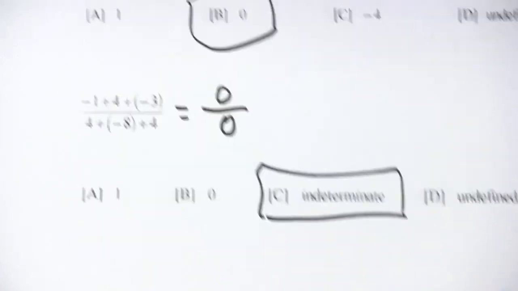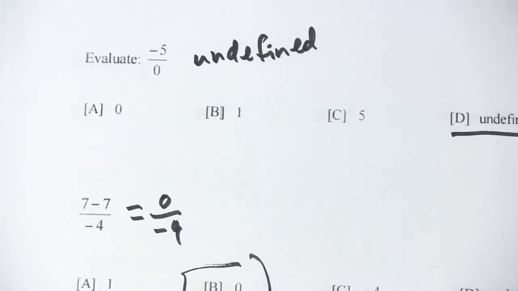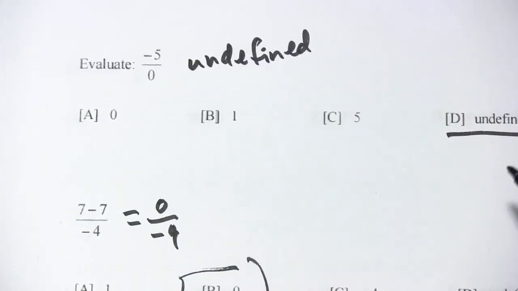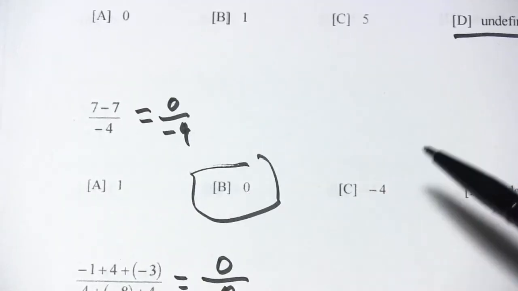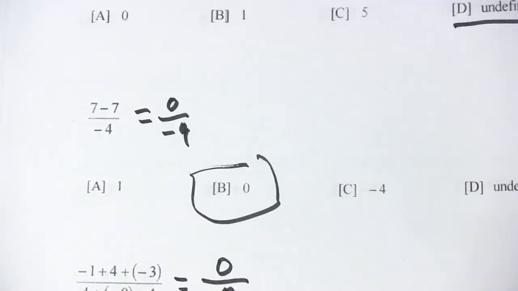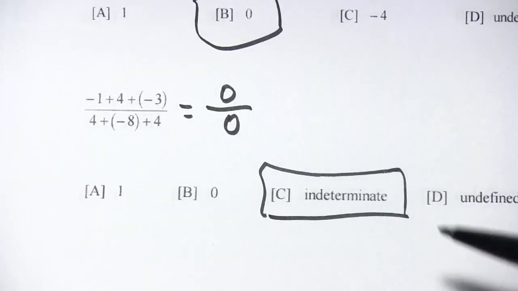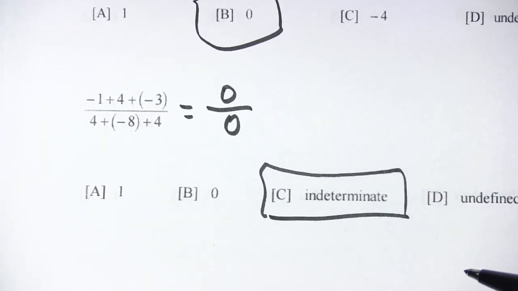So the 3 things you have to remember. If you have 0 on the bottom and a number on the top, it's undefined. If you have 0 on the top and a number on the bottom, it's just 0. If you have 0 on the bottom and the top, it's indeterminate. So that's a little bit of work with fractions and the number 0.